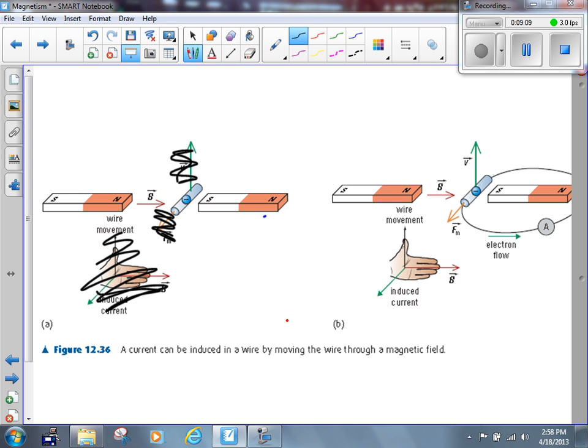We do have an electron labeled in this diagram. There's going to be not just one electron in the wire. There's going to be thousands of electrons in the wire. We're labeling one just so that we can see it a little bit more clearly.